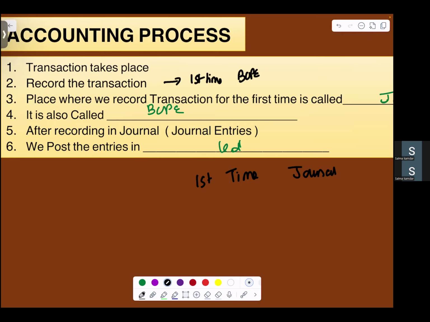So, from the books of prime entry, we take our transactions to the ledger. From the ledger, we take it to the trial balance. From the trial balance, we make our financial statements, that is the income statement and the statement of financial position.